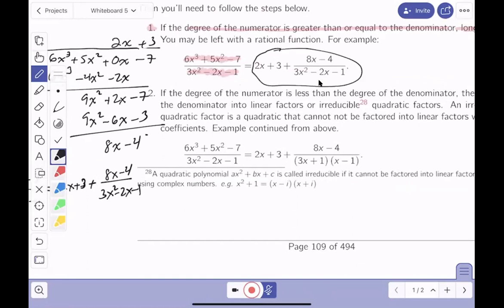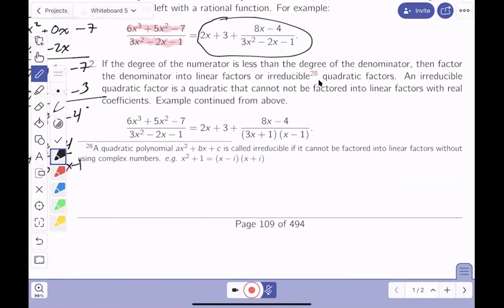Now, by the way, someone says, is that step always going to be there? Maybe, maybe not. When do we do that step? If the degree of the numerator is greater than or equal to the denominator, then we long divide. If that's not the case, we're not going to do it. So for example, on the second fraction, let me point this out to you.